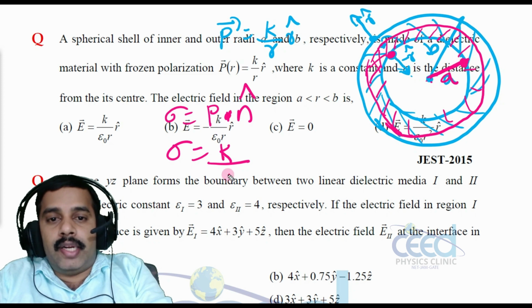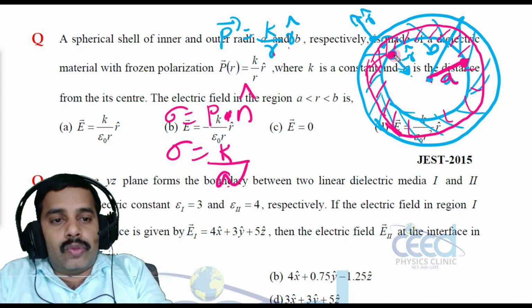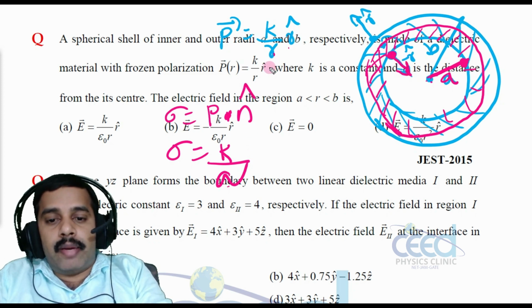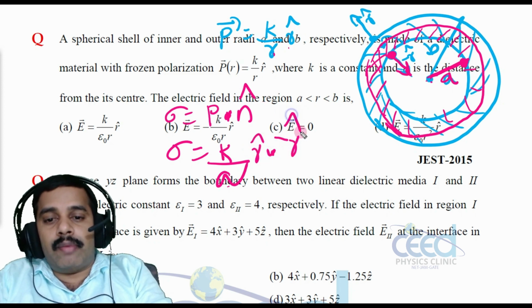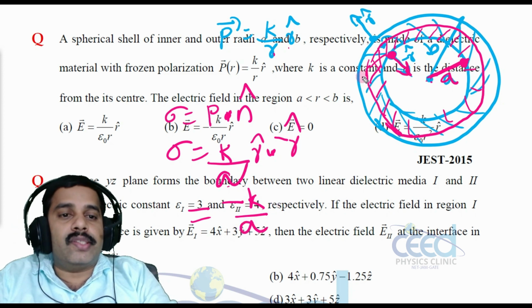So k by a, this r changes to a, and this r cap. We already know this polarization. So this normal vector, this n cap, is inverted, right? So let me write this as k by a r cap. This n cap I am replacing with minus r cap. So what is the value? Minus k by a. So sigma is minus k by a.